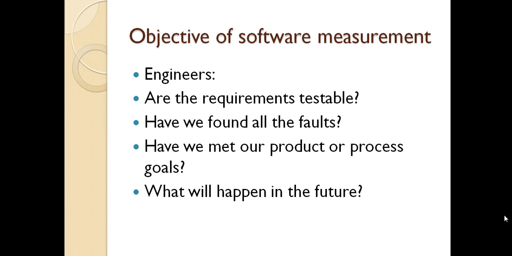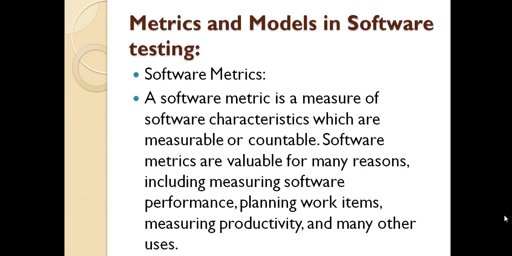Engineers must check how they meet product goals and process goals, meaning what they committed to in the aim, whether they are satisfied with the customer requirement or not, and what will happen in the future. Suppose the next increment is requested by the customer, so how will they improve the next increment of the software without changing or modifying the first version of that software?